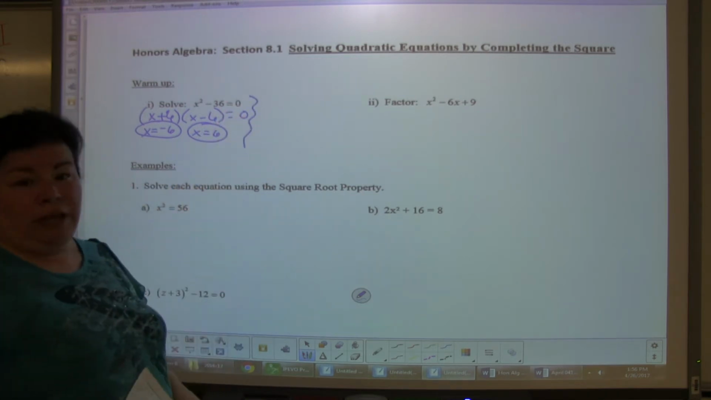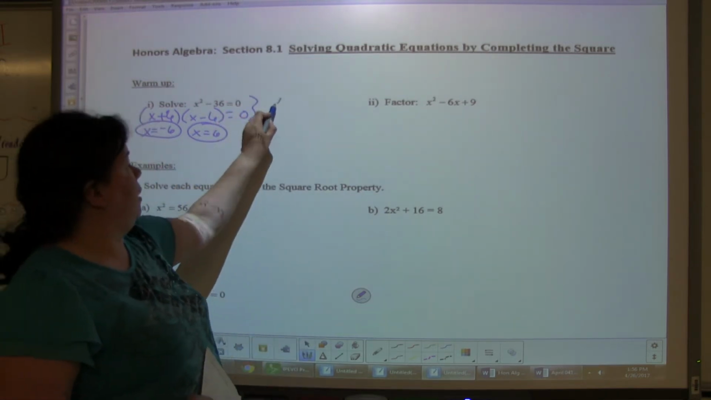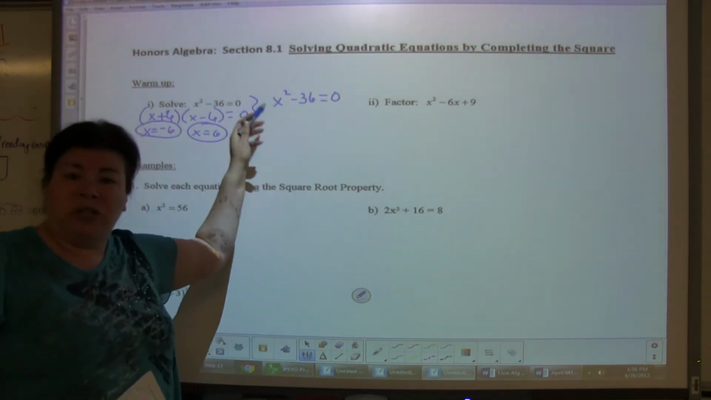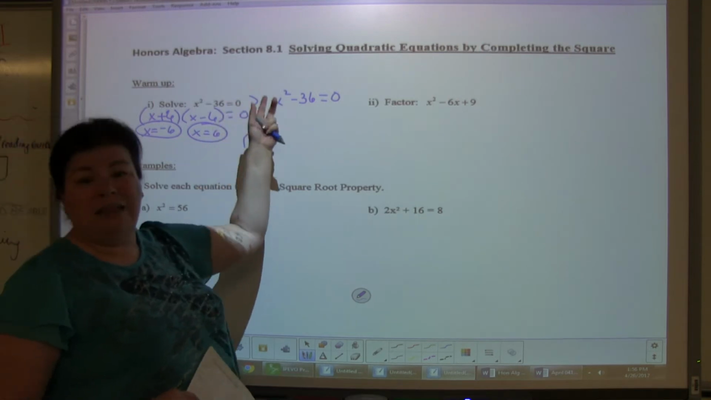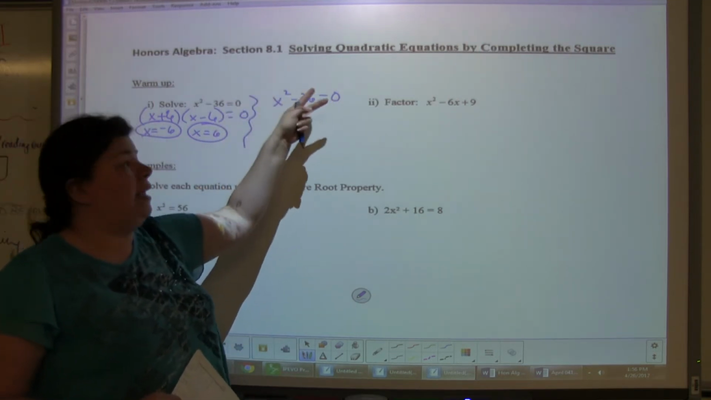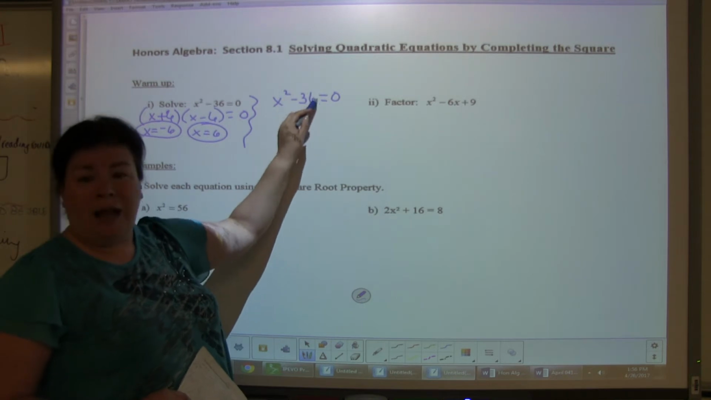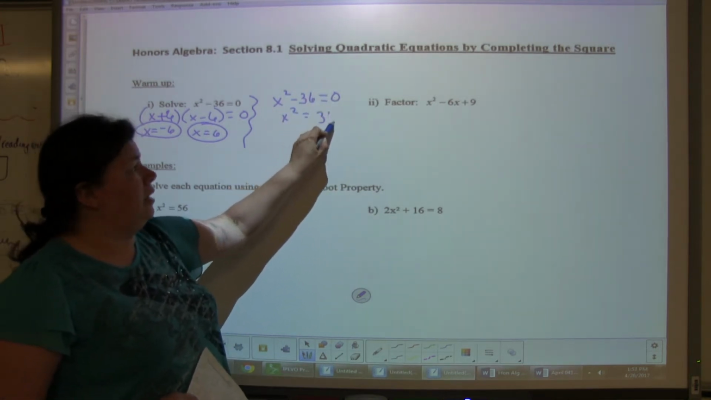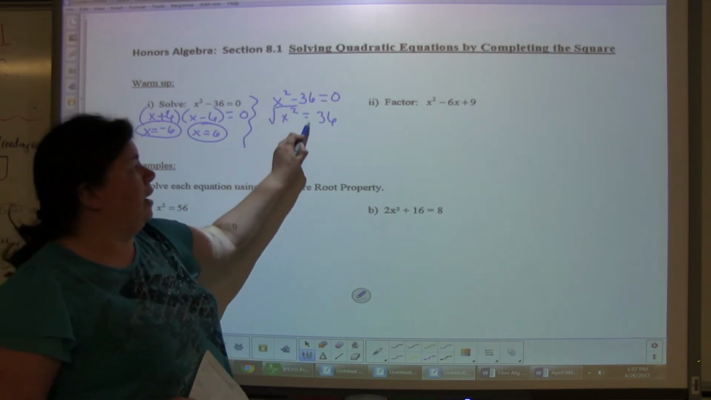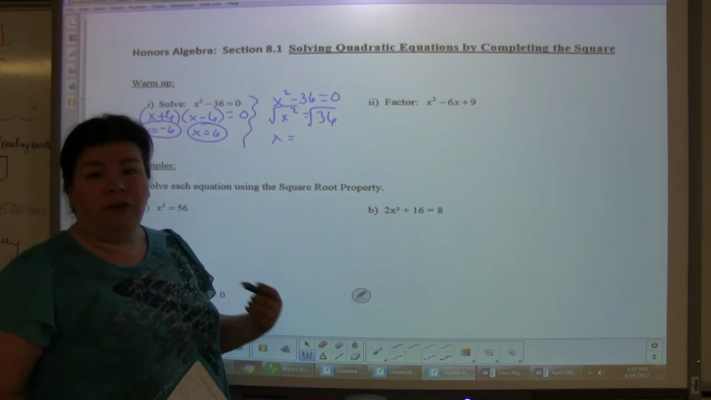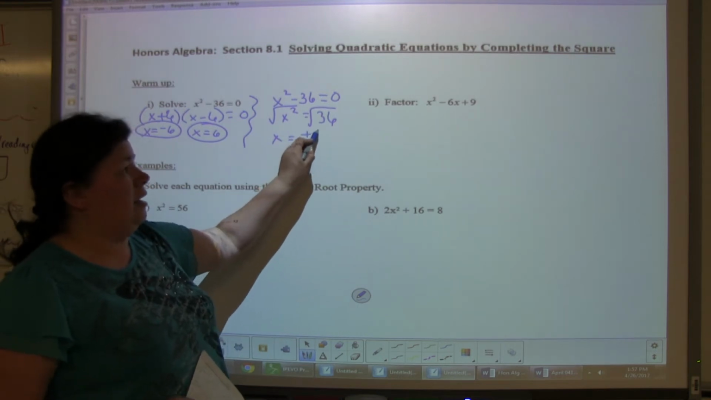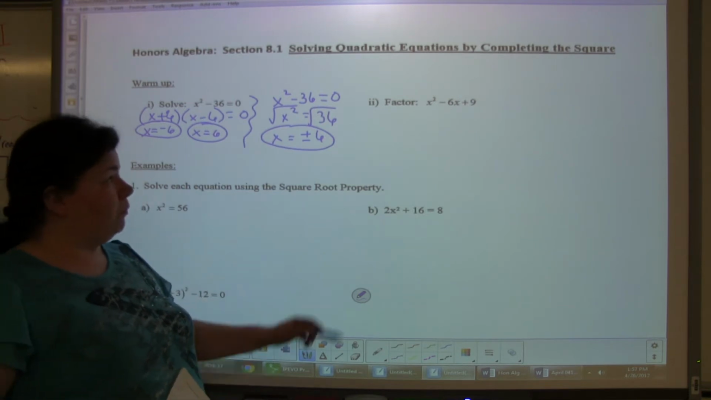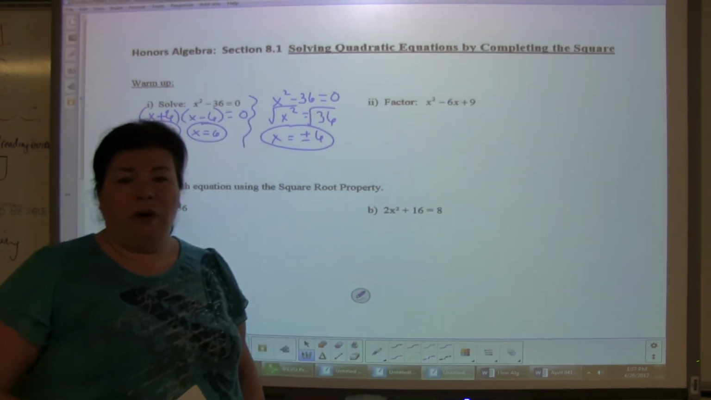Now, the other method we can use is the square root property method, which says if we have an expression squared, we can isolate that term by getting the constant to the other side of the equation, adding 36 to both sides, and then we can easily take the square root of that. And remember that the square root of 36 is both positive and negative 6. So we still have two answers. So either way works. What I want you to do right now is go ahead and factor that.